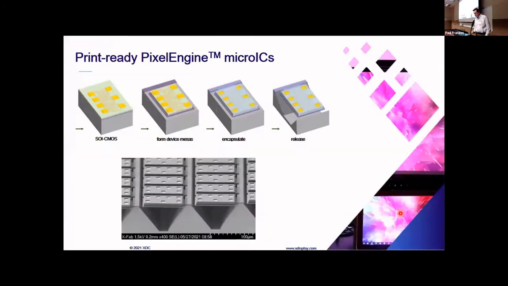So let's look at the Pixel Engine micro IC. Just to be quick, this is made in an SOI CMOS process. It's made by a foundry called X-Fab. This entire process has now been transferred to the foundry, so we don't have to do anything in our lab. The foundry has the whole process now.